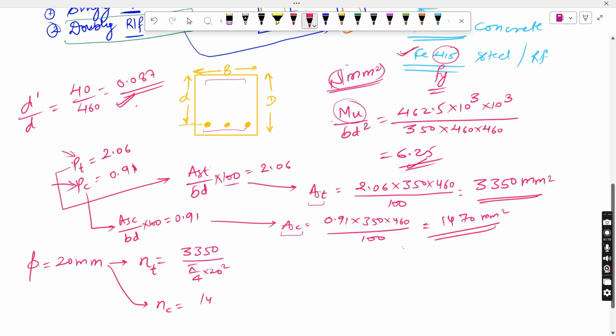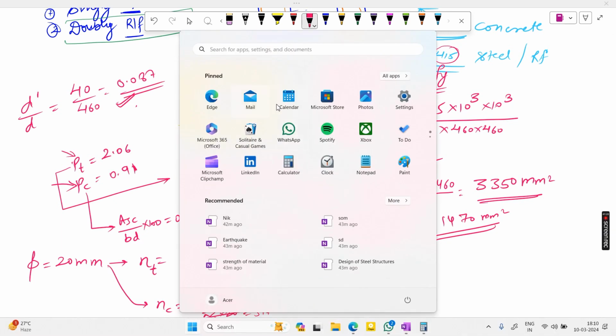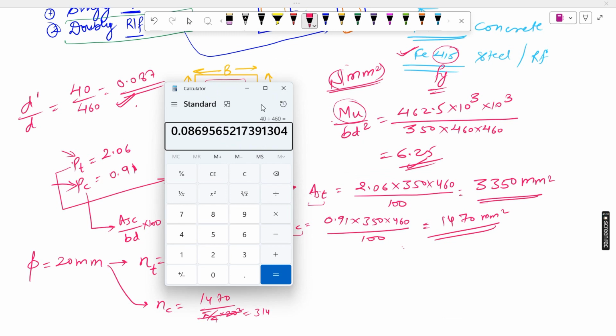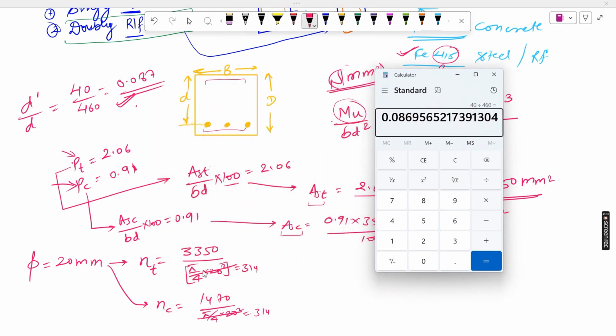NC means number of bars in compression. Pi by 4 multiplied by 20 squared comes out as approximately 314 mm square, because it is very standard data. You can memorize this, because if you solve pi by 4 into 20 squared, it comes out as 314 mm square. It is the cross-section area of a 20 mm diameter bar. So the number of bars is 3350 divided by 314.